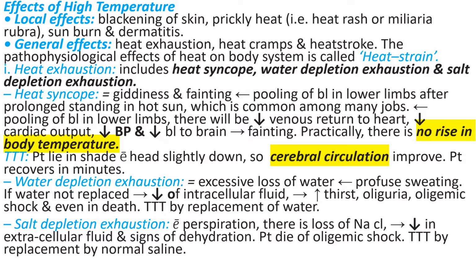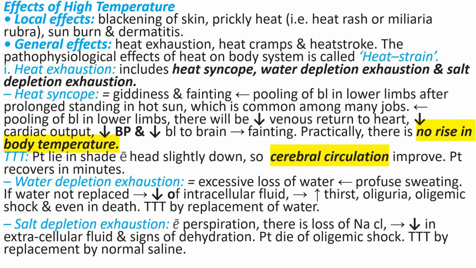The pathophysiological effects of heat on body systems is called heat strain. Heat exhaustion includes heat syncope, water depletion exhaustion, and salt depletion exhaustion. All this will be discussed in detail in occupational medicine. Heat syncope: giddiness and fainting due to pooling of blood in lower limbs after prolonged standing in hot sun, which is common among many jobs.